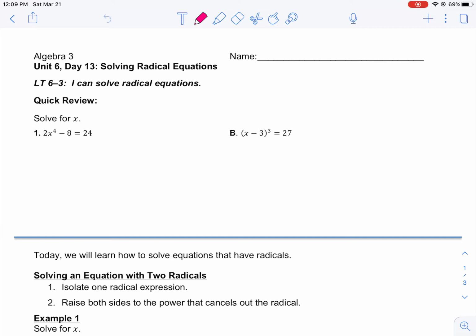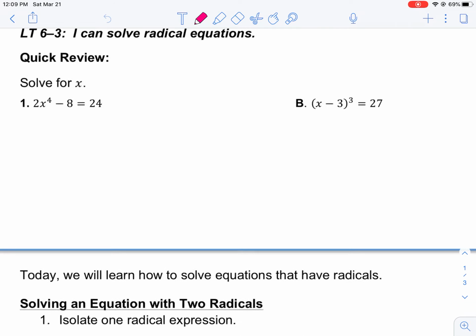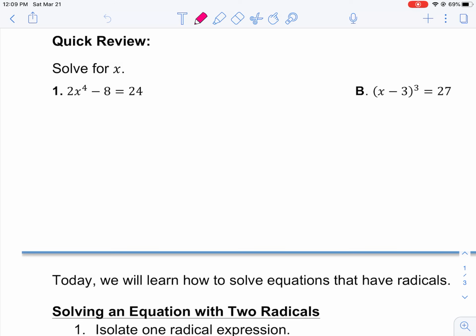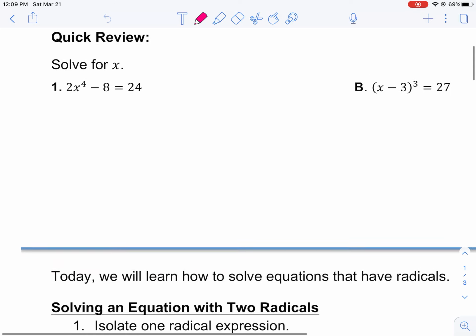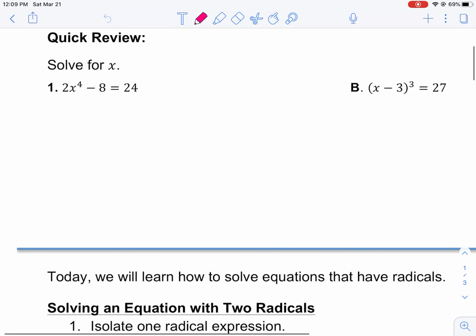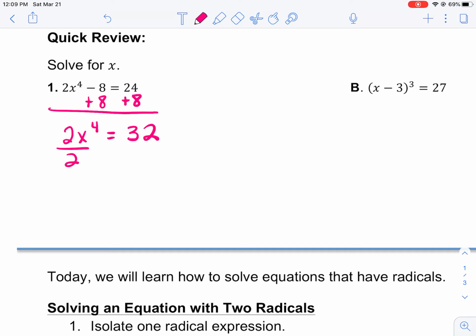All right, so I want to quickly review what I talked about in the last video from Friday, where we learned how to solve exponential equations. You might need a calculator out if you're not comfortable with some of this arithmetic. To solve for x in this first problem, we start by adding 8 to both sides, and we get 2x to the fourth equals 32, and then we divide both sides by 2. And so we get x to the fourth equals 16. And this is where you might need a calculator.